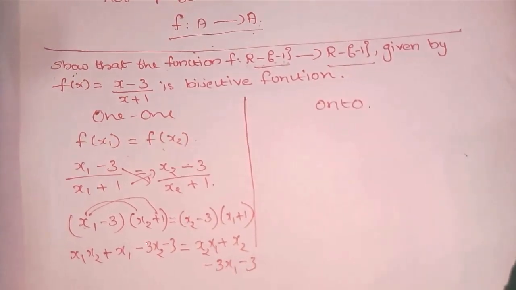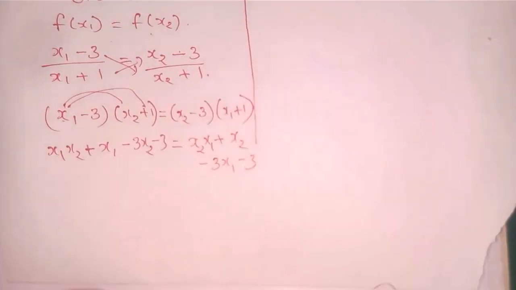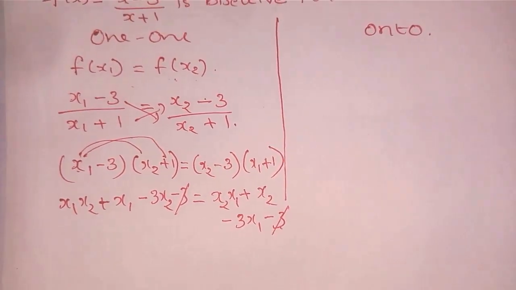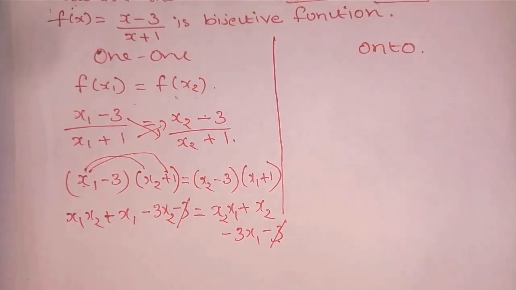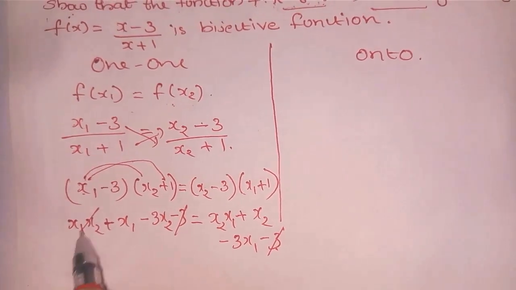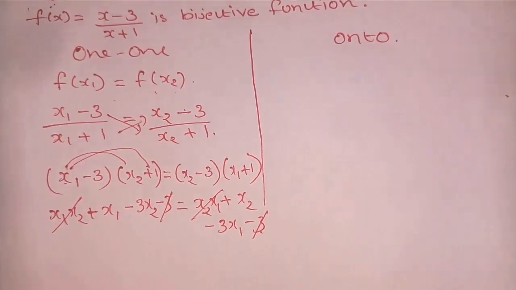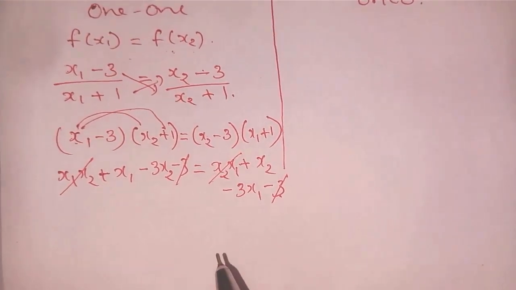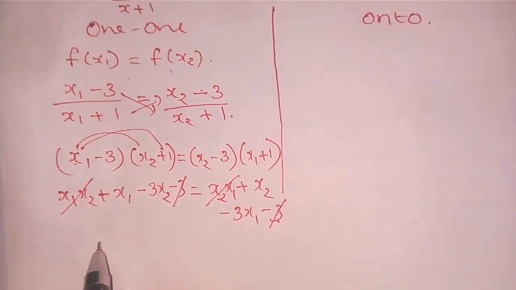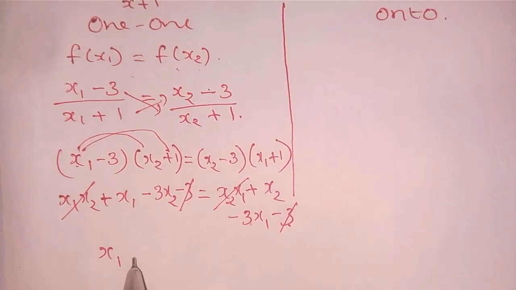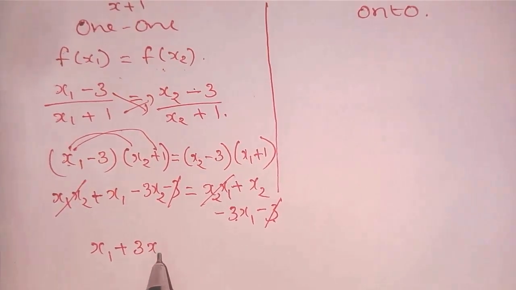So from both sides what can we cancel? First we can cancel minus 3 and minus 3. Then next we can cancel x1x2 and x1x2. Then I am taking all x1 terms to one side. So this minus 3x1 I am taking to this side, so it becomes plus 3x1.